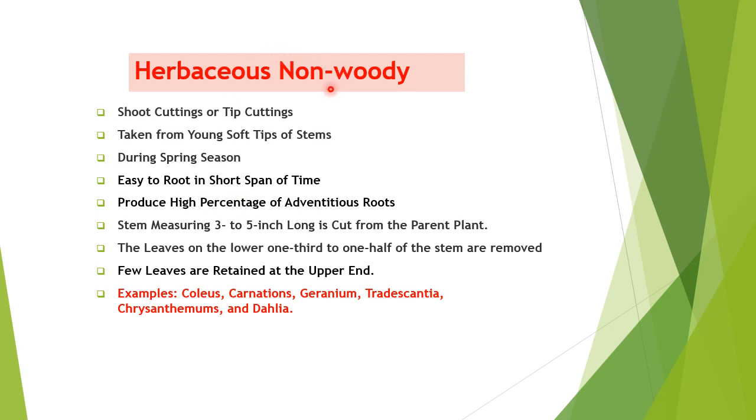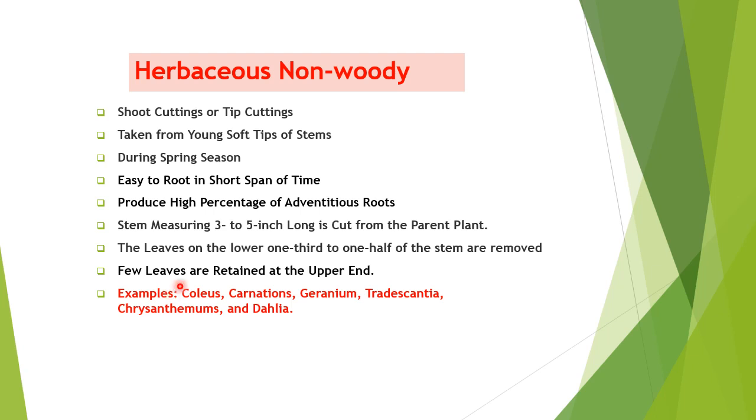Herbaceous non-woody cuttings. Shoot cuttings or tip cuttings are taken from young soft tips of stems during the spring season. They are easy to root in a short span of time and produce a high percentage of adventitious roots. A stem measuring 3 to 5 inches long is cut from the parent plant. Leaves on the lower 1/3 to 1/2 of the stem are removed. A few leaves are retained at the upper end as a conservative measure to reduce water loss.